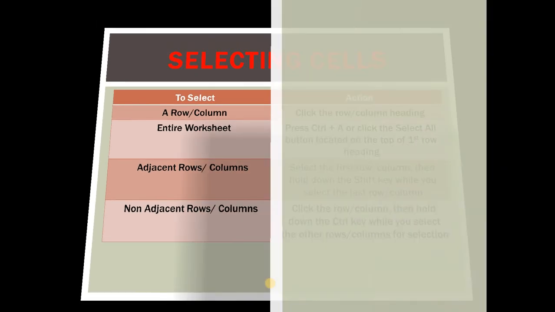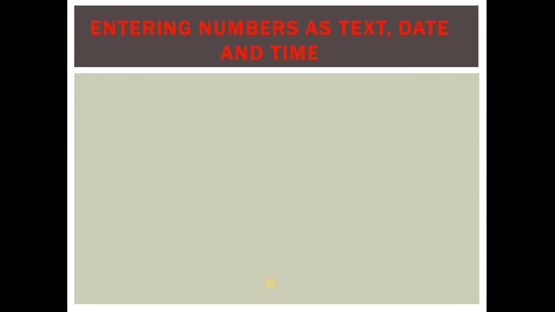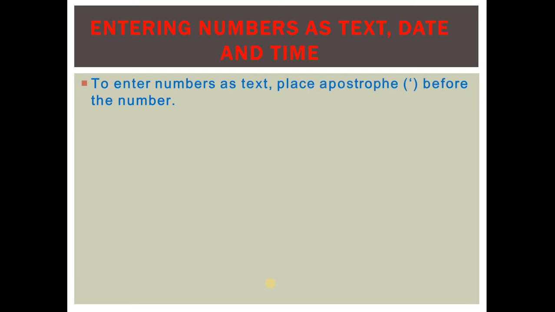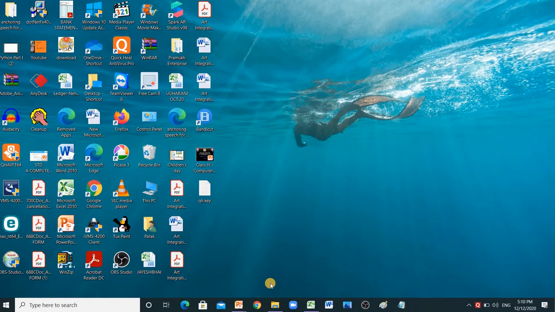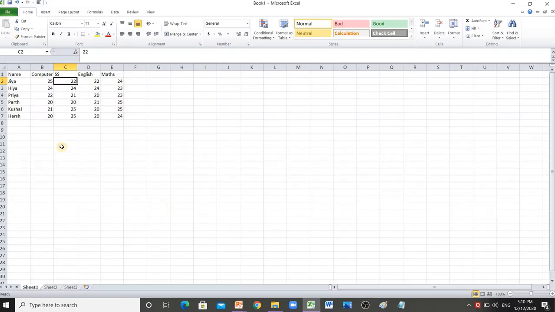Moving on to the next topic. The next topic that we have is entering numbers as text and date and time. How can you enter a number as text? I'll just show you an example over here. Say suppose we go to the Excel sheet and here I want to type a number as text.